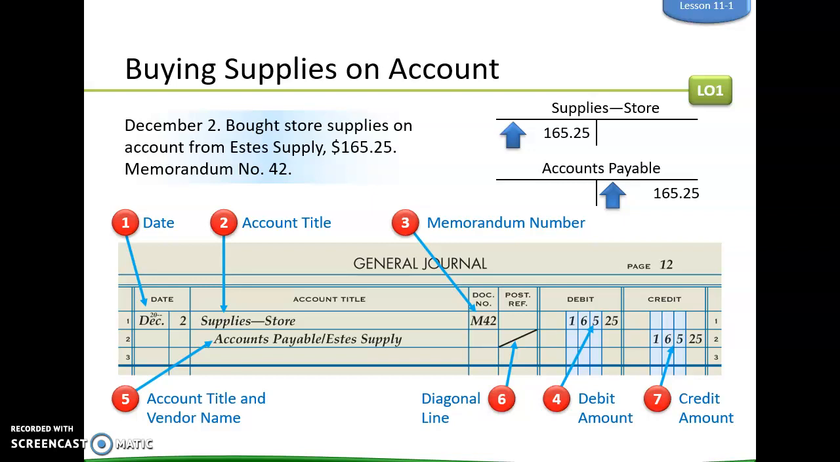So again, I think I'm explaining it correctly, but we have our controlling account, which is accounts payable, and then we have our subsidiary ledger accounts, which are all of the companies that we owe money to. So we need to make sure that we're posting it to both. So the controlling account balance is affected, as well as the subsidiary ledger account balance, because if we only do one and not the other, they won't match.